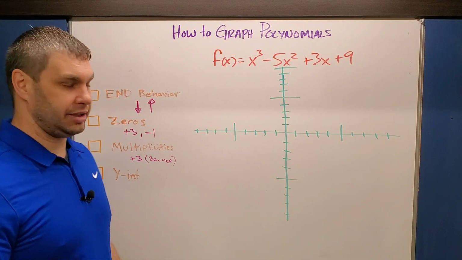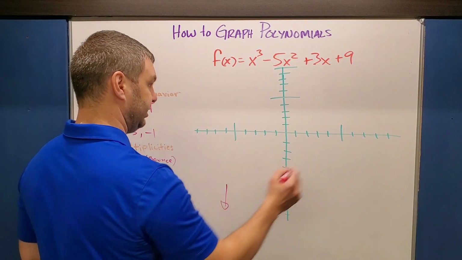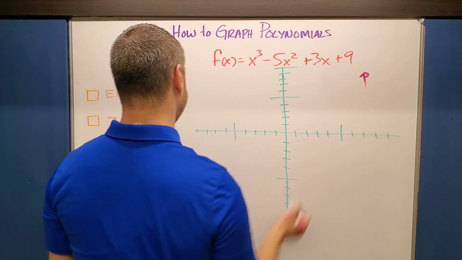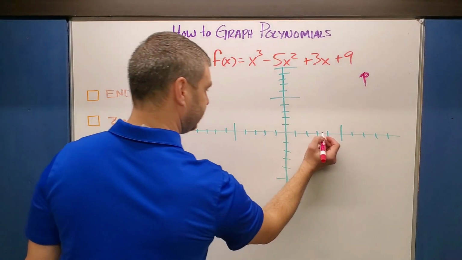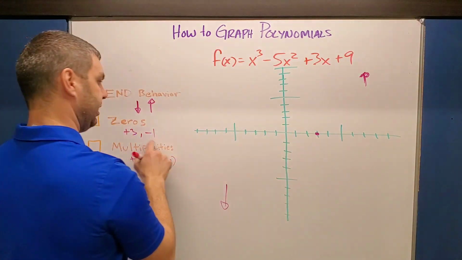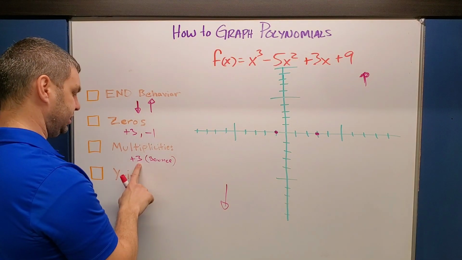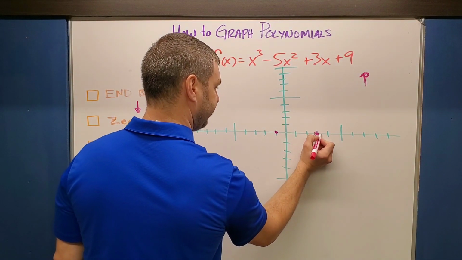All right, so on our graph, we can start putting in a few things. First off, again, it's going to start down and end up. So we'll put those on in a second. Secondly, we're going to have zeros at +3 and at -1, like this. Multiplicities: it's going to bounce at +3, so I like to kind of circle mine for that one.